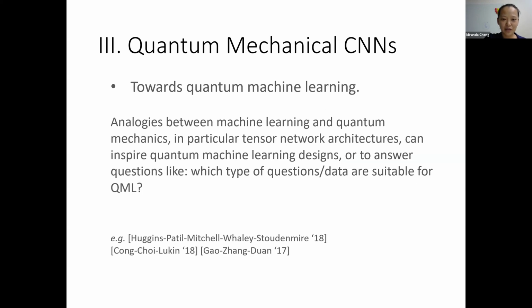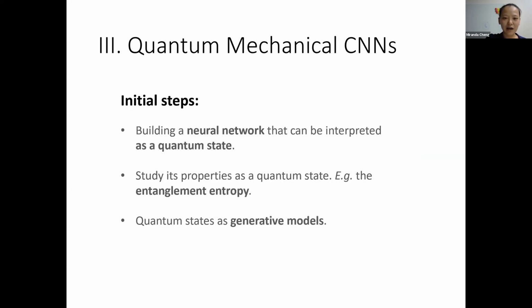Okay. So what we have done in this paper is that first we built a neural network that could be interpreted as a quantum state. I'll explain what I meant by that. And then we make sure that it does what a neural network should do, namely it classifies images successfully. And then we study its properties as a quantum state. For instance, we compute the entanglement entropy. Okay, and the third point we did not report in the paper.